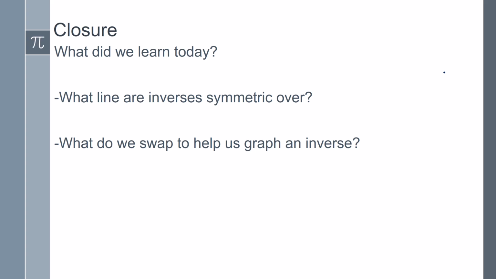So what line are inverses symmetric over? That is the line y equals x. And then what do we swap to help us graph an inverse? You have to switch the domain and the range, the x and the y. And that's why the first step when we find the inverses is we switch the x and y.